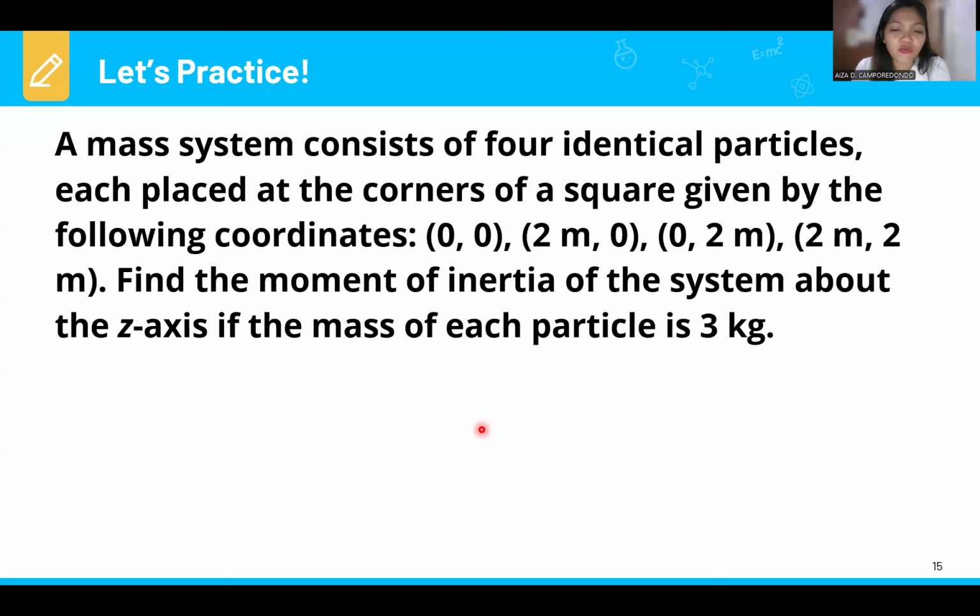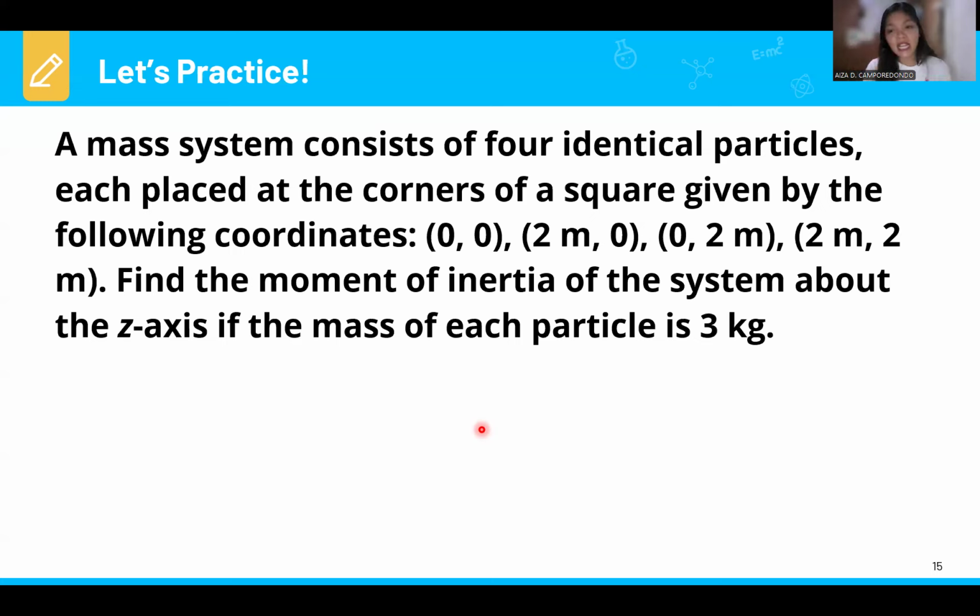A mass system consists of four identical particles, each placed at the corner of a square given by the following coordinates, in meters. So the x coordinate first and then the y coordinate. The first particle has the coordinate 0 and 0. The second particle has the coordinate 2 meter and 0 meter. The third particle has the coordinates of 0 meter and 2 meter. And the fourth particle has a coordinate of 2 meter and 2 meter.